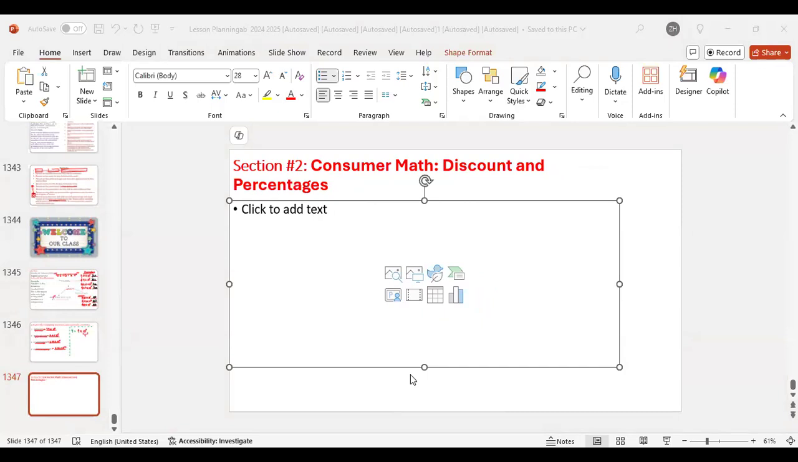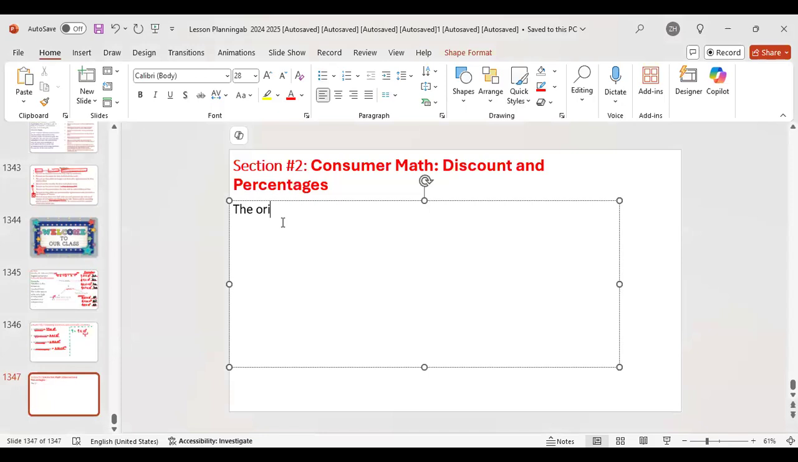So the original price. Just write this down for me, please. Let's write this as number one. I'll probably give you 2 examples. The original price of a bag is... how much is this bag? Let's say this bag is $200.